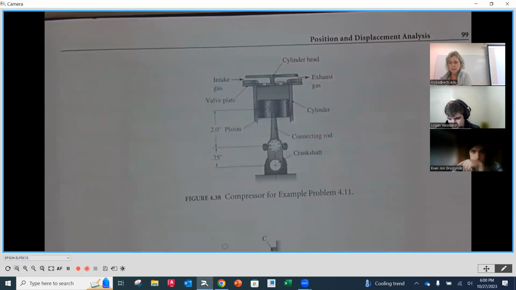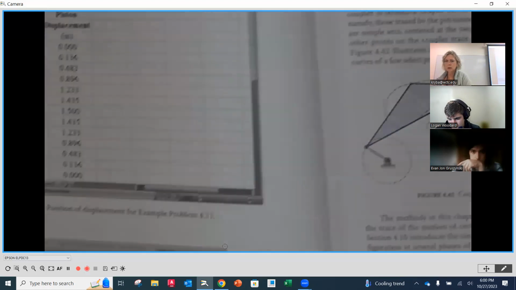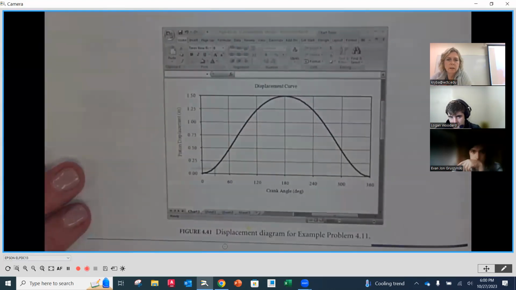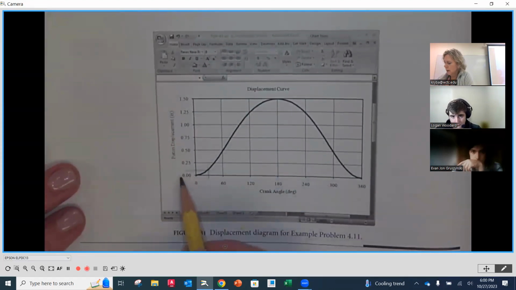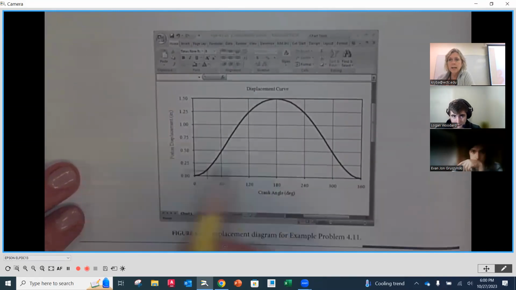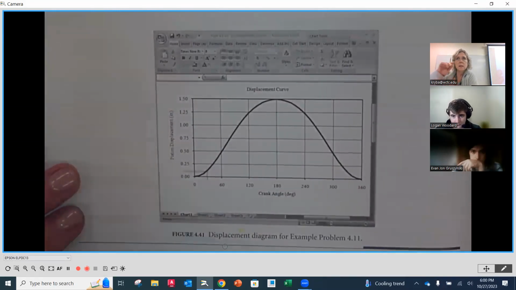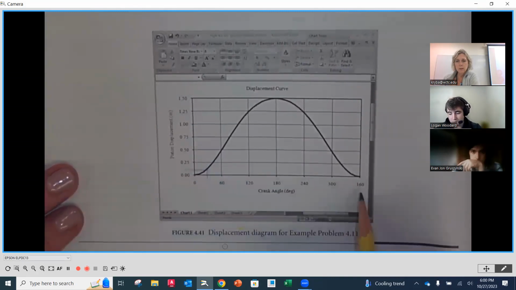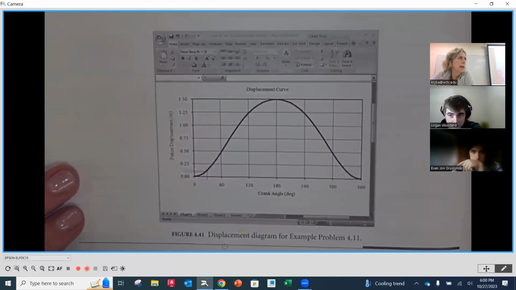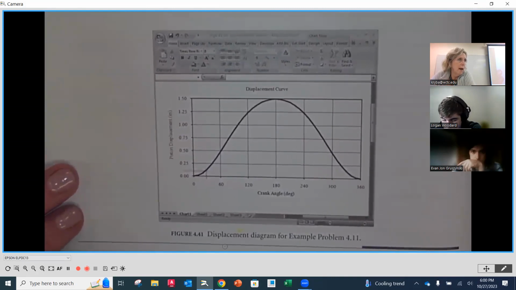So to plot that, the displacement diagram is going to look like this, okay? As we see here, our x-axis, as it's stated, is going to be our crank angle. So this is going to be going from 0 to 360 degrees. And you'll notice that this plot is in 60-degree increments, but the more points that you get as you go around, as you can imagine, you're going to have a more accurate graph and a curve to actually put on here.